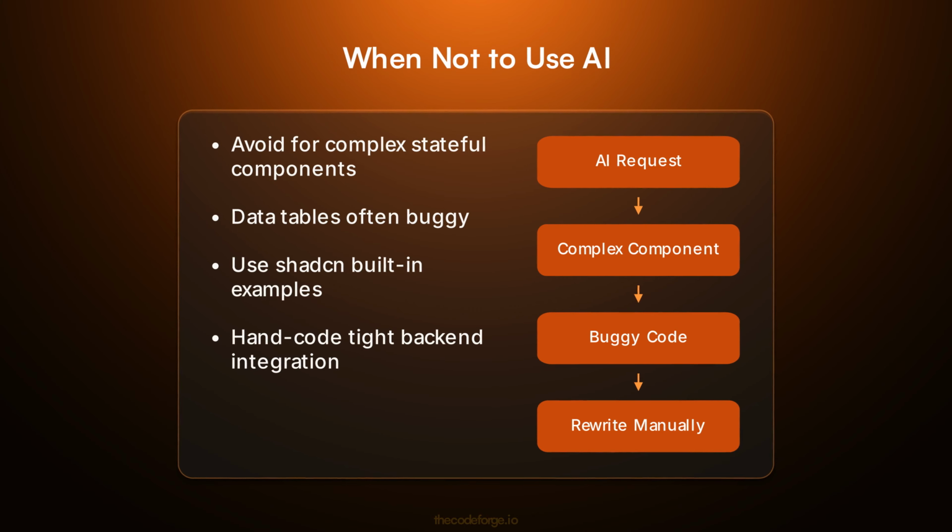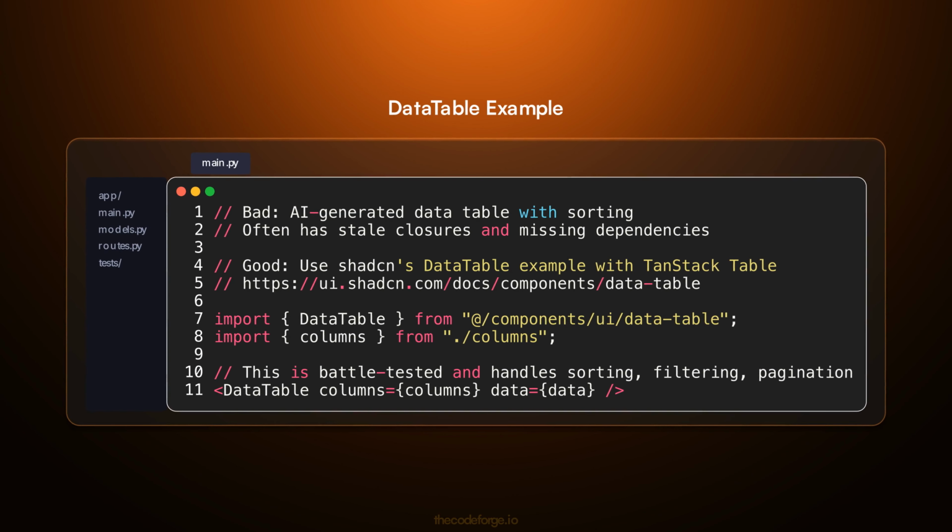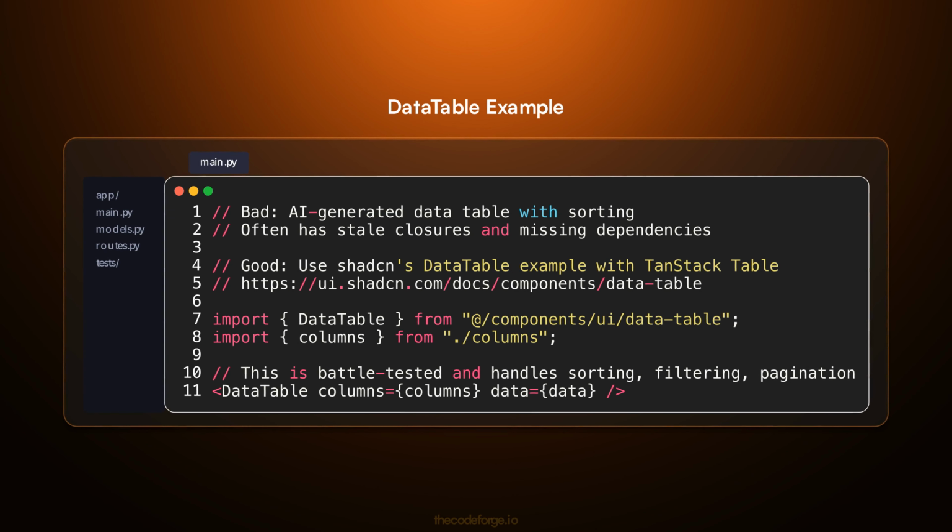AI is great for simple components like buttons and cards, but for complex components like data tables with sorting and filtering, AI often generates buggy code with infinite loops. Use Shadcn's built-in examples instead. For complex tables, use Shadcn's data table component built on TanStack Table. It's battle-tested and handles sorting, filtering, and pagination correctly.